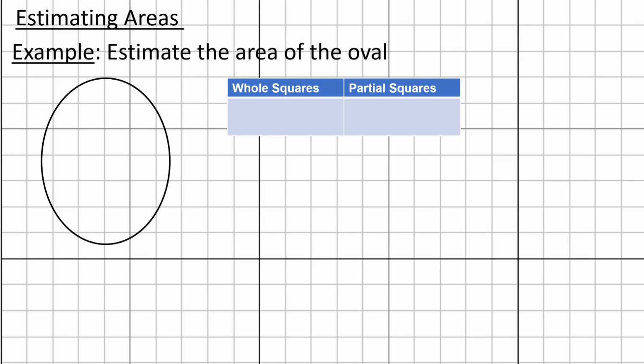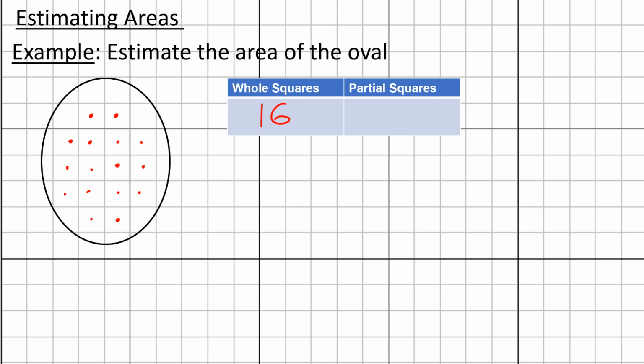To estimate an area on centimetre squared paper, the first thing I'm going to do is count how many whole squares are inside the shape. So let's count them now. 1, 2, 3, 4, 5, 6, 7, 8, 9, 10, 11, 12, 13, 14, 15, 16, and that's about it. So I've got 16 whole squares.